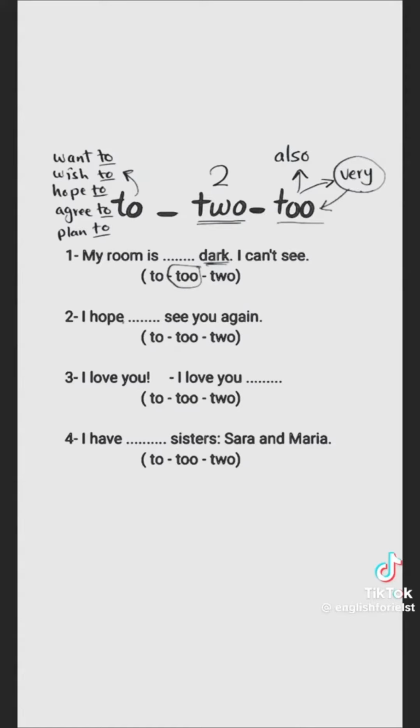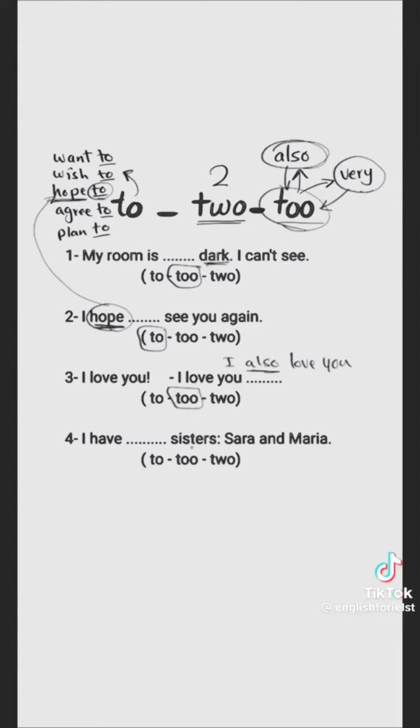I hope blank see you again. Hope is one of the verbs followed by "to", one O. So we use "to", one O here. I love you. I love you too. Means I also love you. So "too" with double O here because it means also.